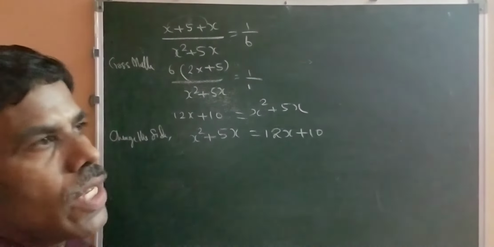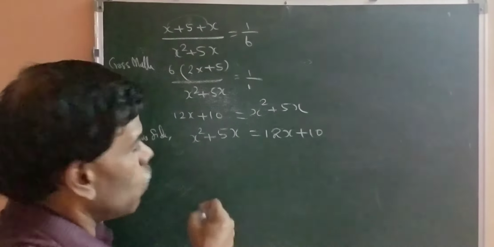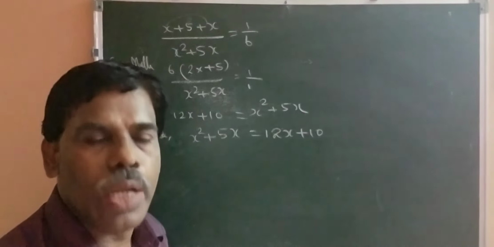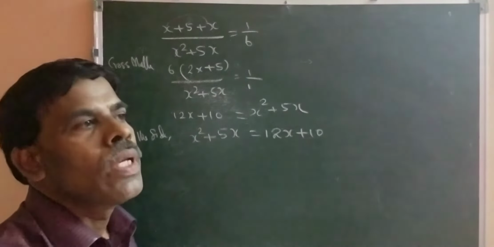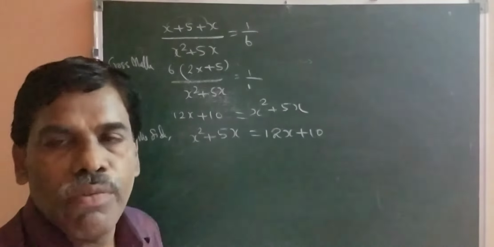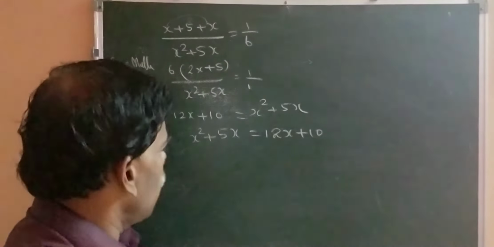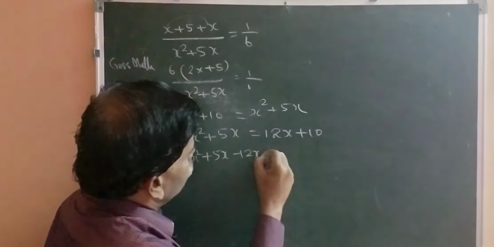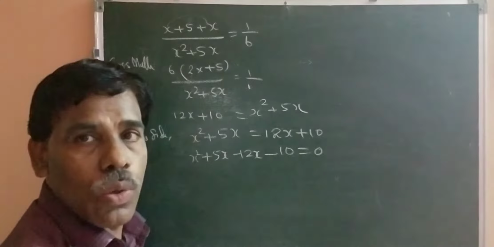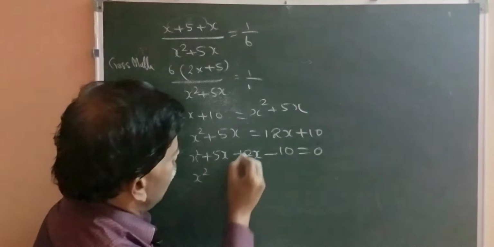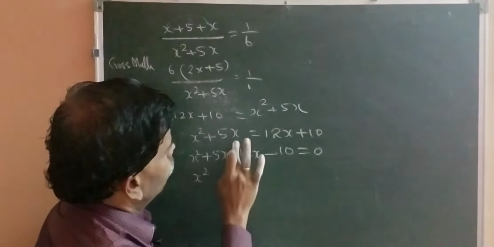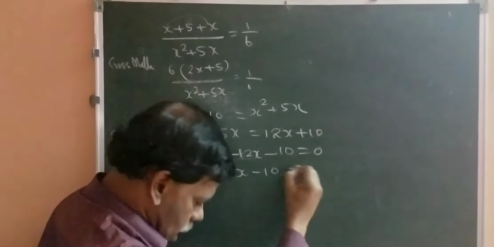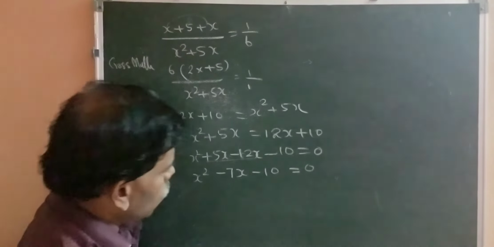Now what is the standard equation? You know the standard equation, aX square plus bX plus c. That means the X square term, X term and the constant all put together should be on the left hand side. Then only you can conveniently solve the quadratic equation. So X square plus 5X minus 12X minus 10 equal to 0. So X square minus 7X minus 10 is equal to 0.